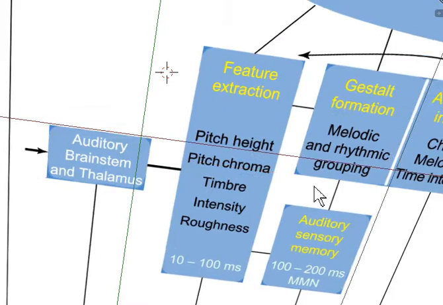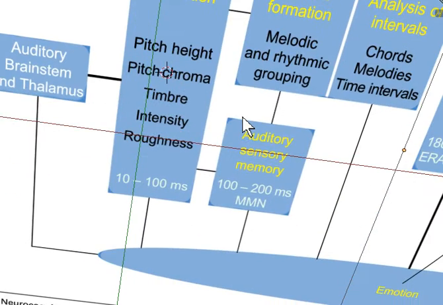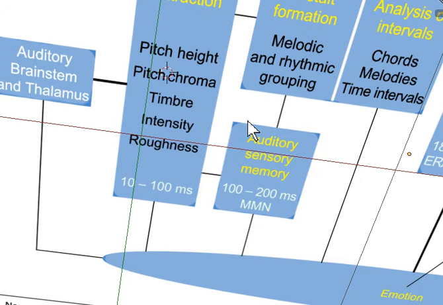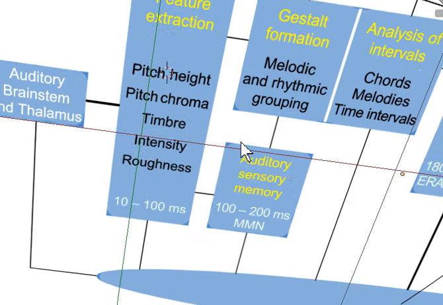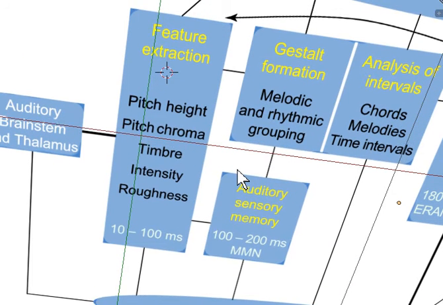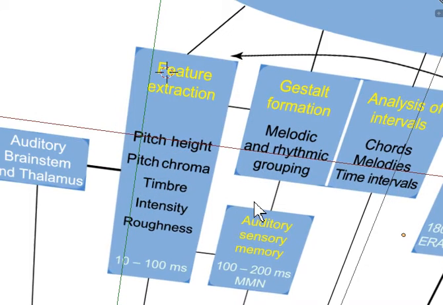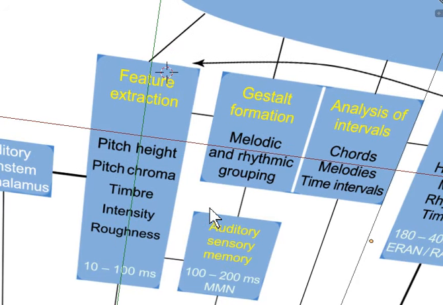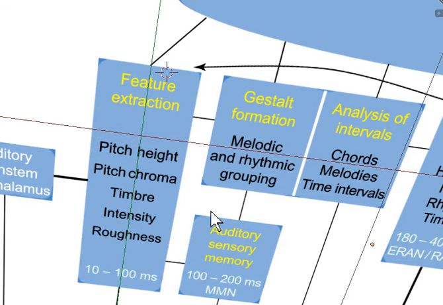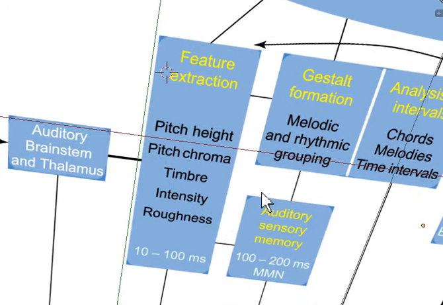That's fine. So then around 100 to 200 milliseconds, and remember 200 milliseconds is 1/5 of a second. 1, 2, 3, 4, 5, it's 5 beats per second. So it sounds like it's super fast, but it's really not. Anyway, people will disagree with me, that's fine. You have Gestalt formation, melodic and rhythmic grouping.